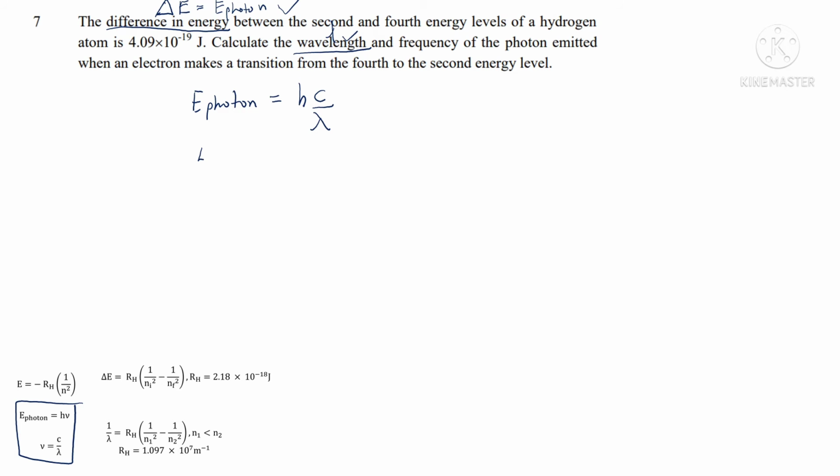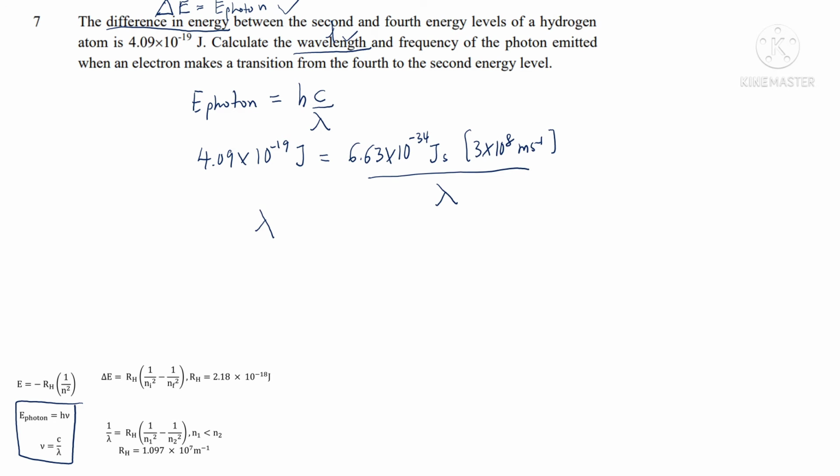The energy of photon given is 4.09 times 10 to the power of negative 19 joule. Planck constant is 6.63 times 10 to the power of negative 34 joule second. And the speed of light is 3 times 10 to the power of 8 meter per second. And we want to find the wavelength of the photon emitted. So just key in your calculator and you should be able to get the wavelength of the photon emitted as 4.863 times 10 to the power of negative 7 meter. The question never asks us to convert to nanometer, so we can just leave the answer in meter.